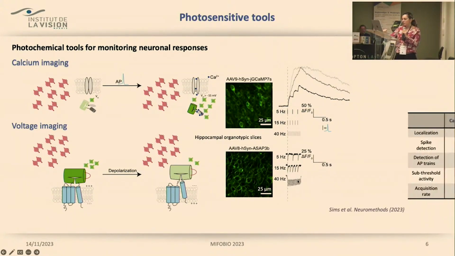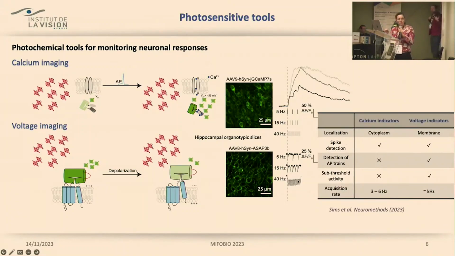So the advantage of using voltage indicators, voltage sensors, for studying neuronal activity is that, as I said, they give you a direct measurement of the neuronal response. So they are more sensitive to single action potential detection, although now the latest GCaMP sensors also do that, but they are also able to report sub-threshold activity, that is activity that doesn't necessarily lead to an action potential. And this is sometimes useful for neuroscience studies.